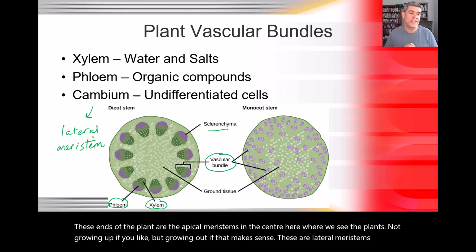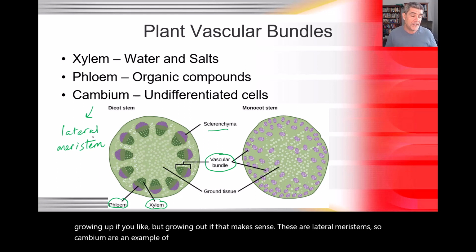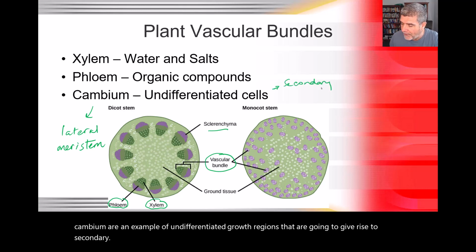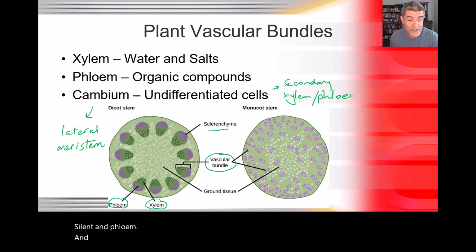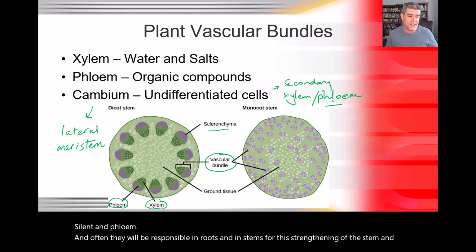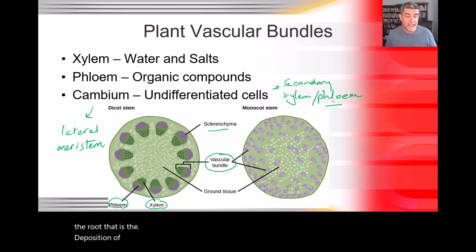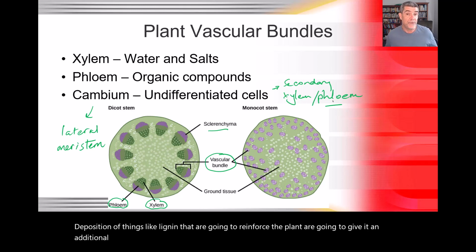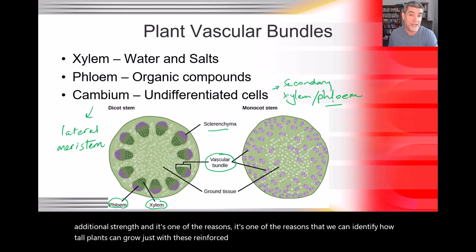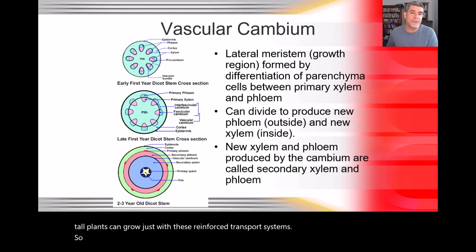So cambium are an example of undifferentiated growth regions that are going to give rise to secondary xylem and phloem. And often they will be responsible in roots and in stems for this strengthening of the stem and the root. That is the deposition of things like lignin that are going to reinforce the plant, are going to give it an additional strength. And it's one of the reasons that we can identify how tall plants can grow just with these reinforced transport systems.